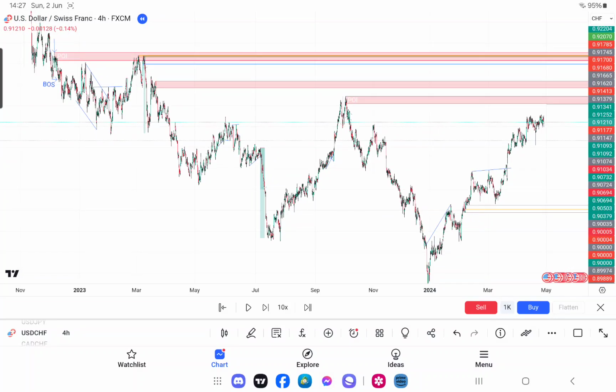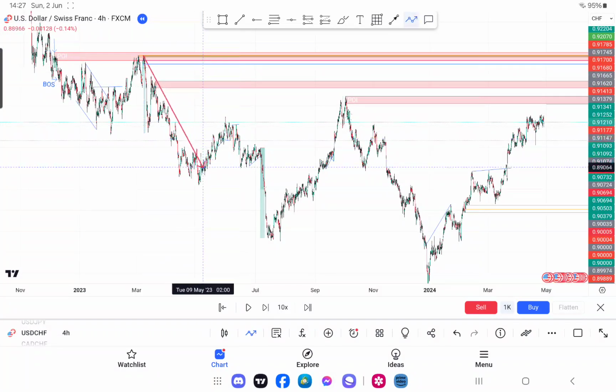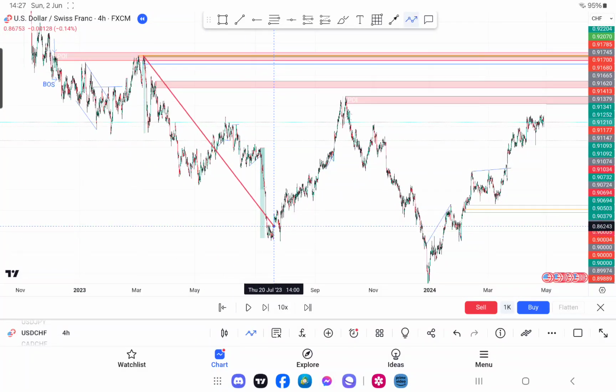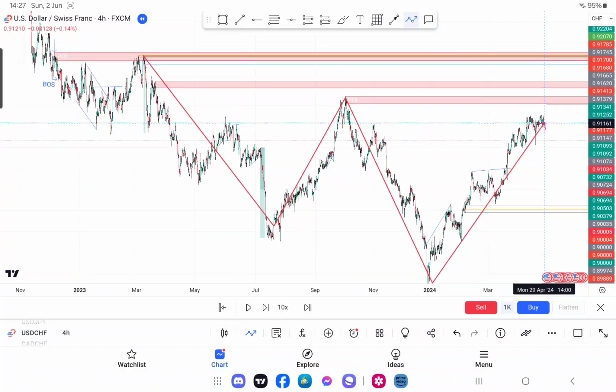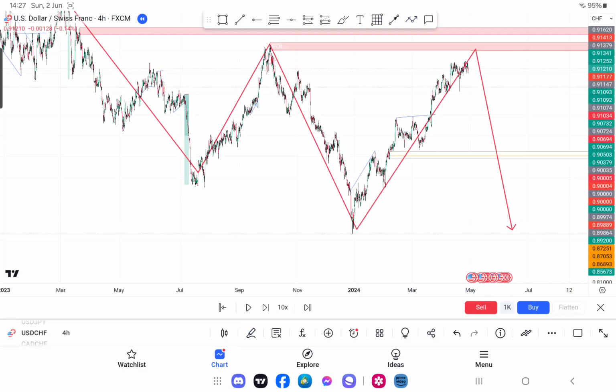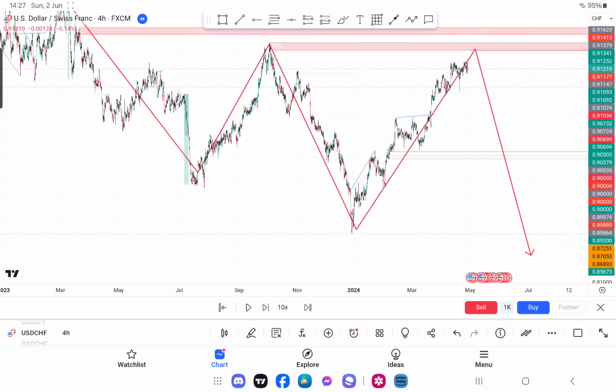So you've got a structure of something like this. It's not exact, but you get the idea. Yeah, and then maybe longer term it'll make a new lower low.